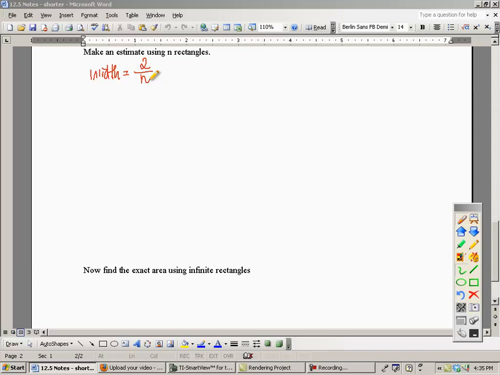Now, if we take the area, and I'm going to try and walk through this as best as I can, and go through it in class as well. We said the area was the width times the sum of the heights.